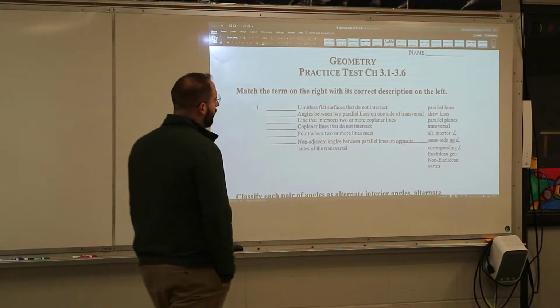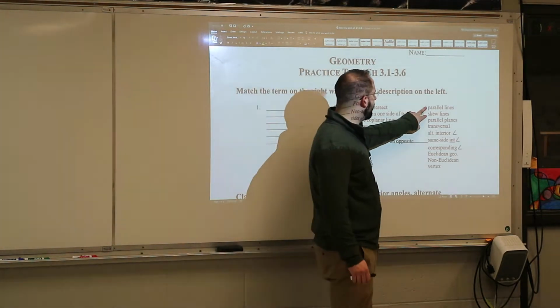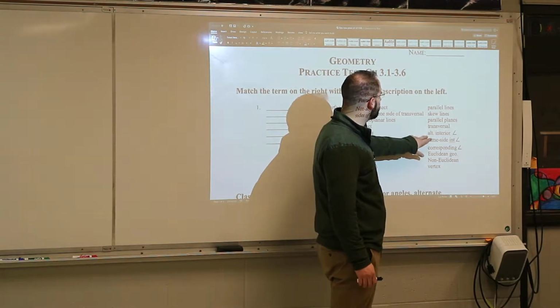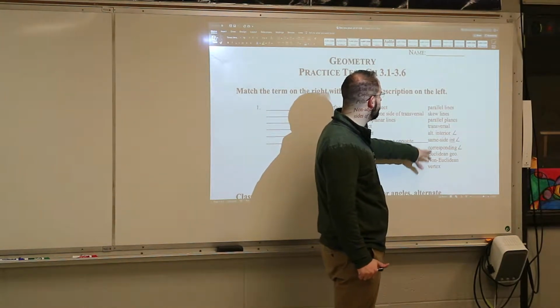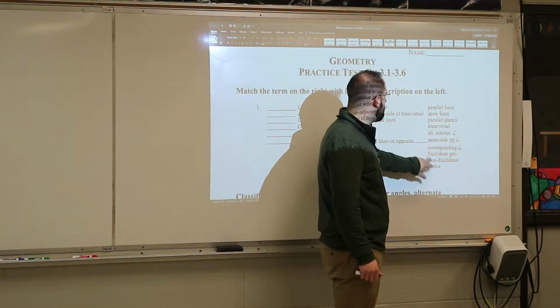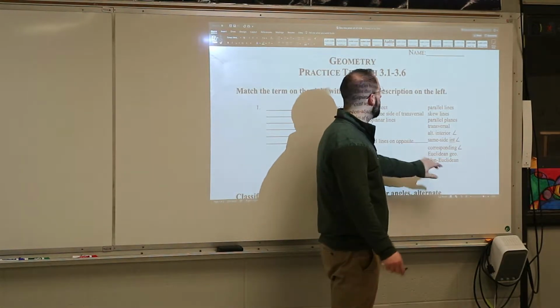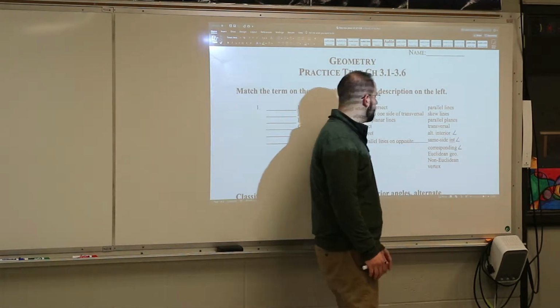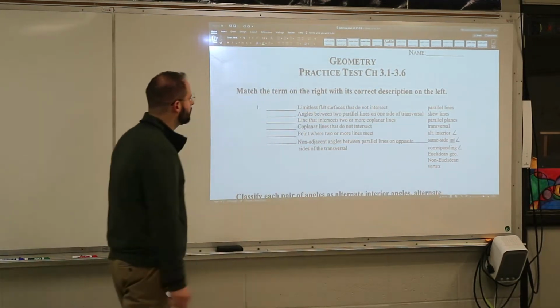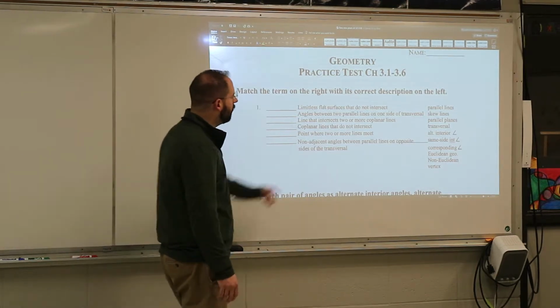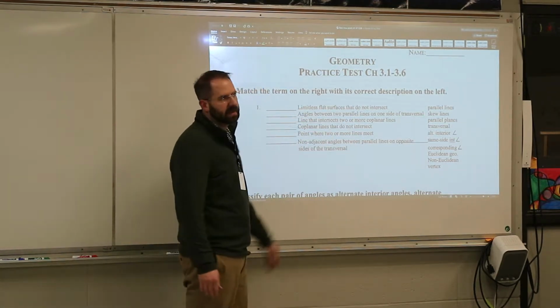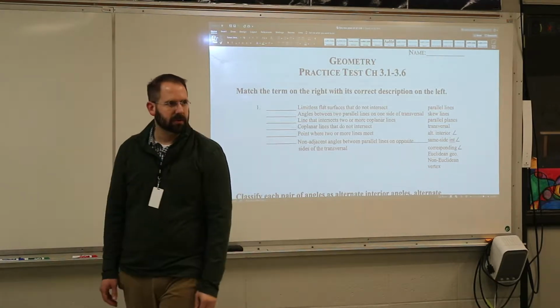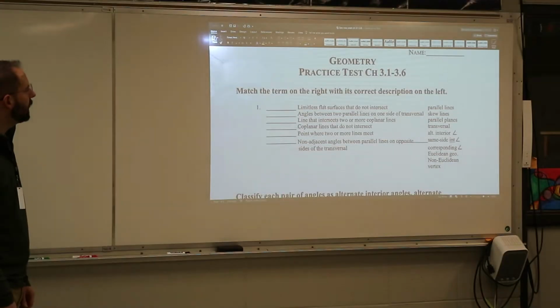Let's walk through these. We have parallel lines, skew lines, parallel planes, transversals, alt interior angles, same side interior, corresponding. Euclidean geometry, which is the belief that parallel lines exist. Non-Euclidean believes that parallel lines do not exist. We talked about that in class. And then a vertex is the intersection point of things. Obviously, as you can tell, there's a lot more words than blanks. That's exactly what you should be expecting in your chapter test. About 6 words or so, 7, 8, maybe even more vocab words off to the side.